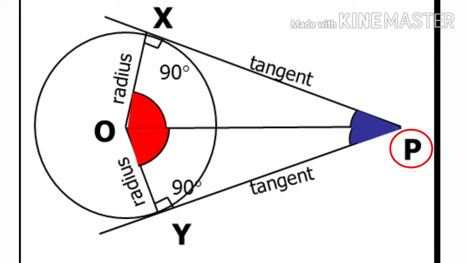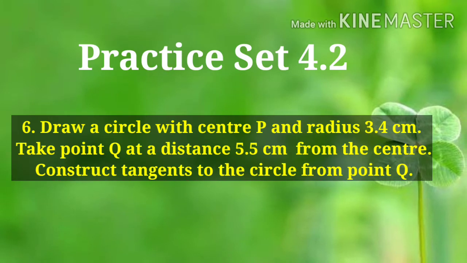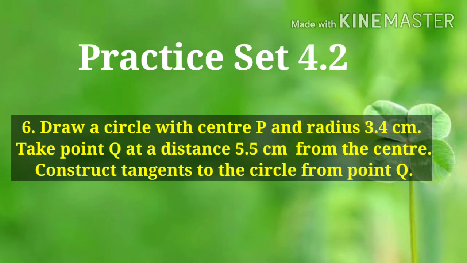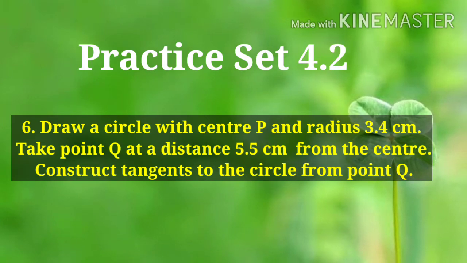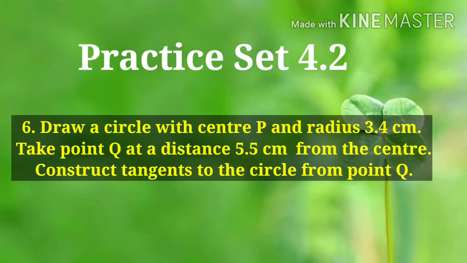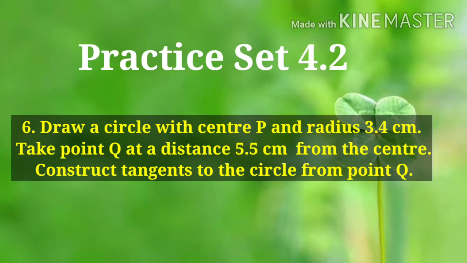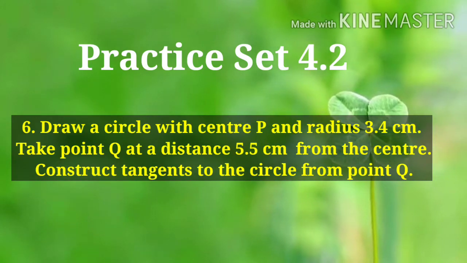Now we will move on to practice set 4.2. Question number 6. Draw a circle with center P and radius 3.4 cm. Take point Q at a distance 5.5 cm from the center. Construct tangents to the circle from point Q.